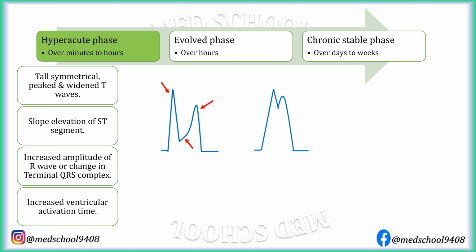Ventricular activation time is increased. Ventricular activation time is the time interval between start of QRS complex to tip of R wave. It is normally less than 40 milliseconds. In hyperacute phase, it is more than 40 milliseconds.